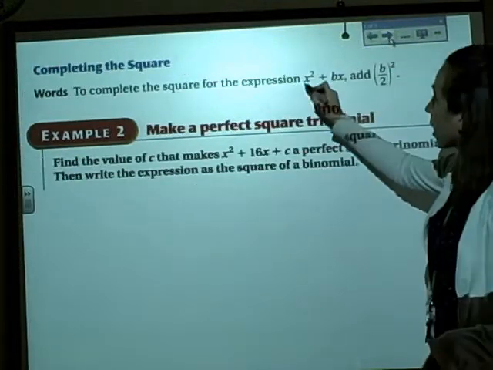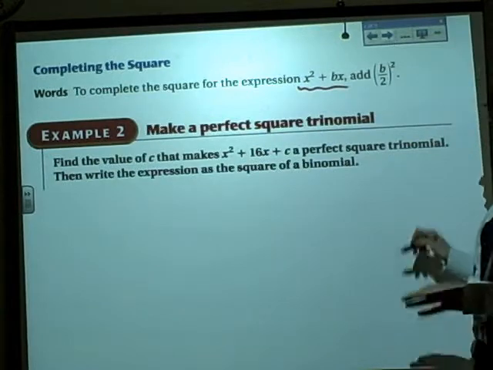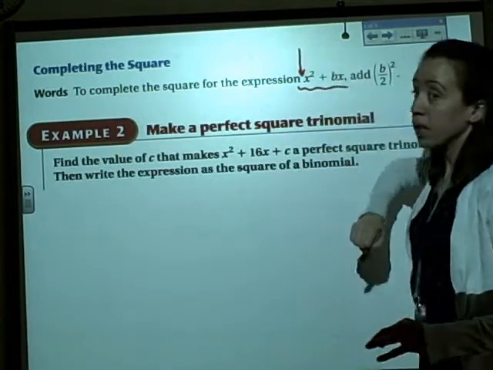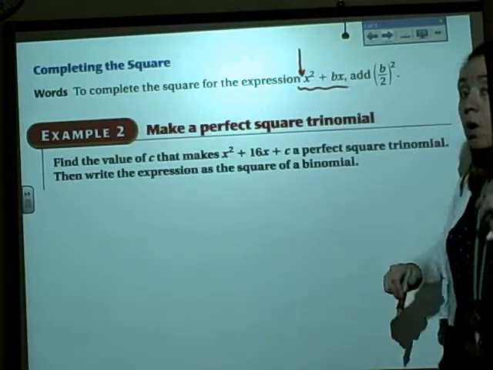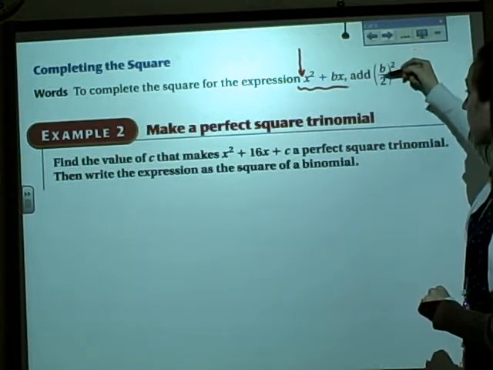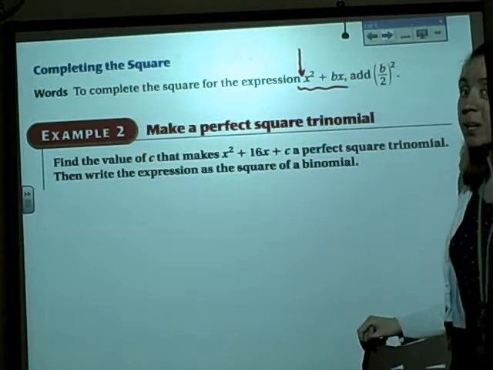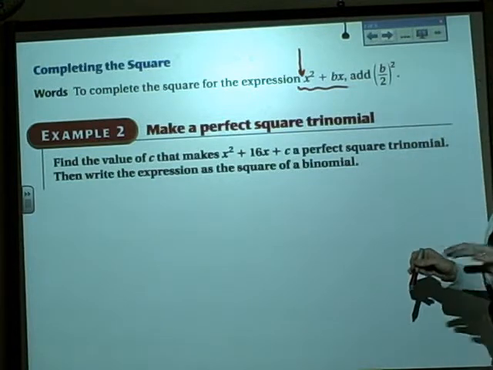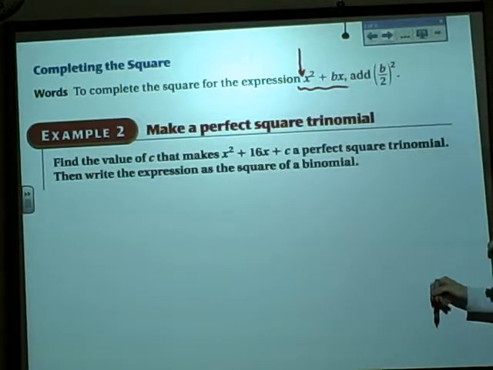So to complete the square for this expression, notice how there is not an a value there. That's because that always should be 1. We want to add b over 2 squared to both sides. And right now that's going to look kind of like nonsense. I'll explain what that means here.